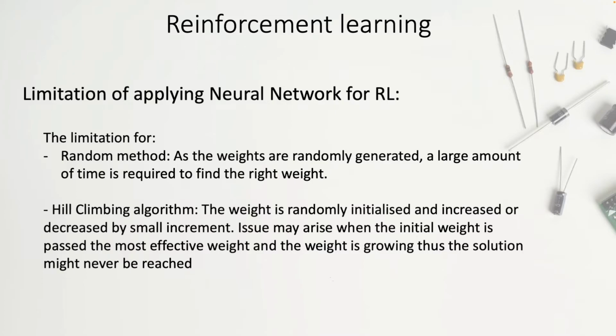Limitations of applying neural networks for reinforcement learning. The limitation for the random method: as the weights are randomly generated, a large amount of time is required to find the right weight. In the hill climbing method, the weight is randomly initialized and increased or decreased by a small increment. An issue may arise when the initial weight is past the most effective weight and the weight is growing, thus the solution might never be reached.